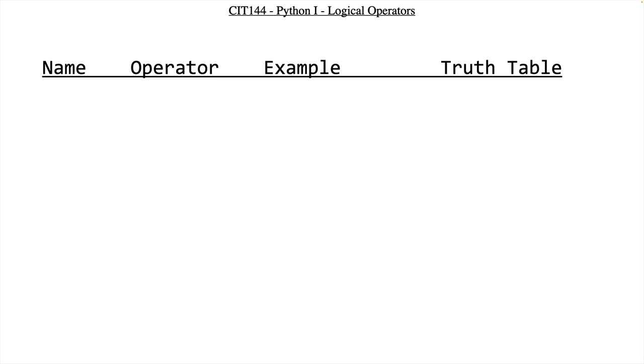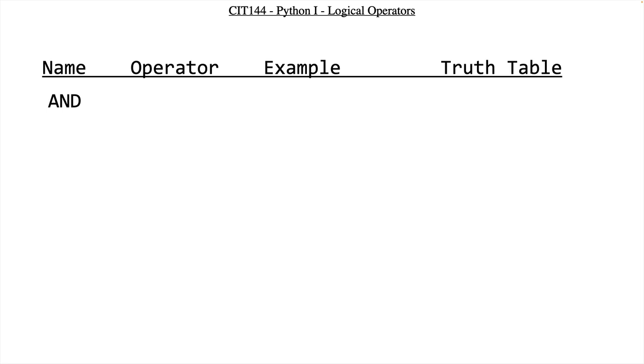There are a number of Boolean operators in Python, and for each of these I'm going to tell you the name of the operation and what operator we use in Python. I'll give you an example of what the use of that operator looks like, and then we'll talk about the truth table for that operator. So the first one I want to talk about is the AND operator.